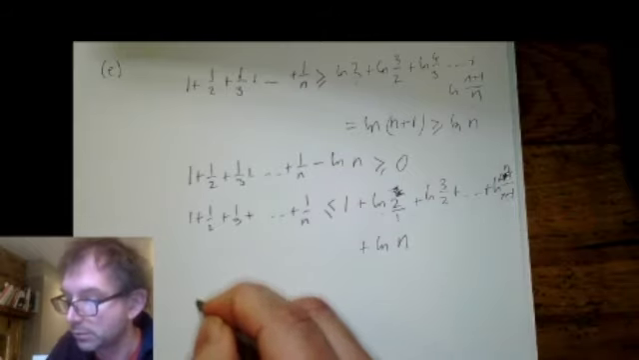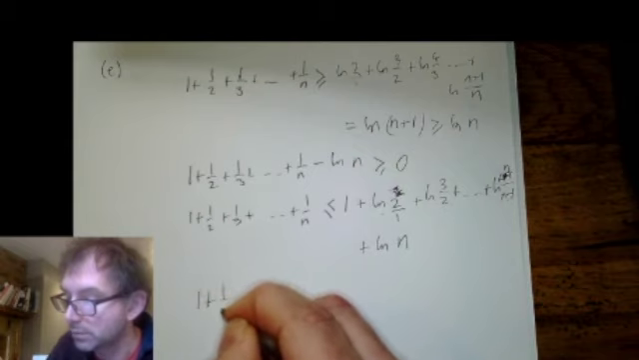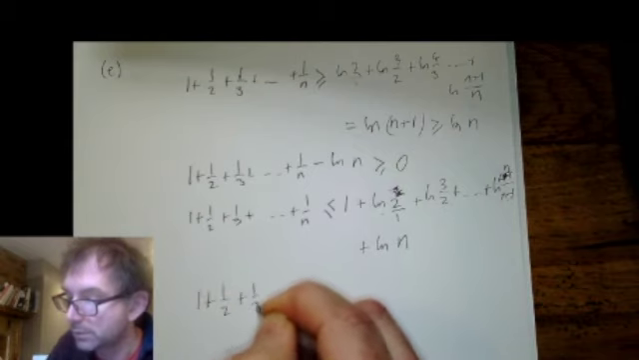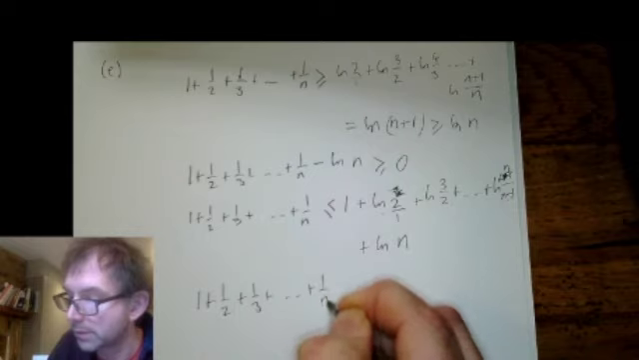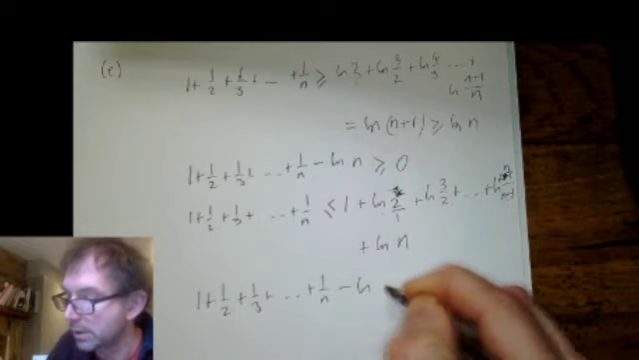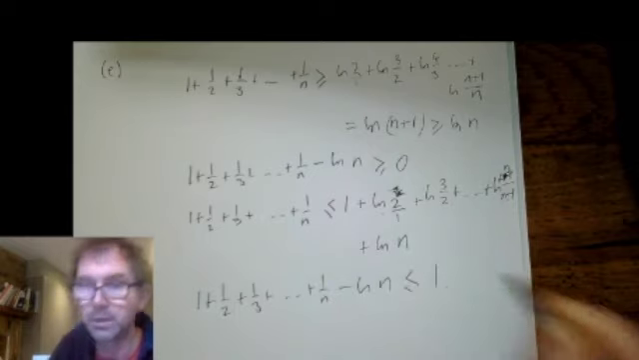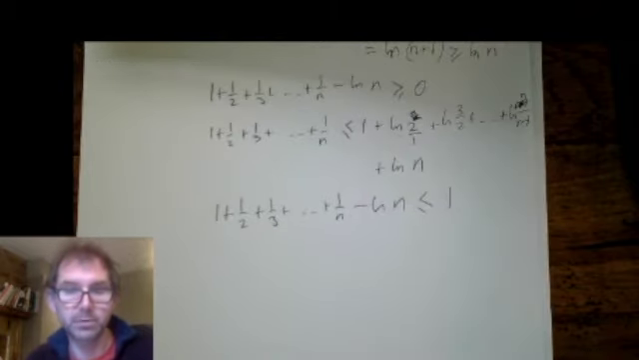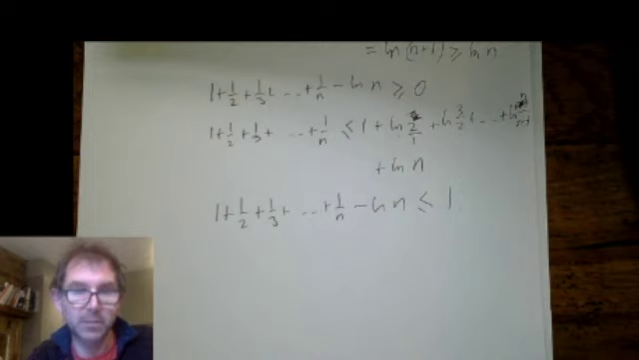So this tells you that 1 plus a half plus a third plus 1 over n minus log n is less than or equal to 1, which is what we were supposed to show. Right. And there are some other comments about that just there.